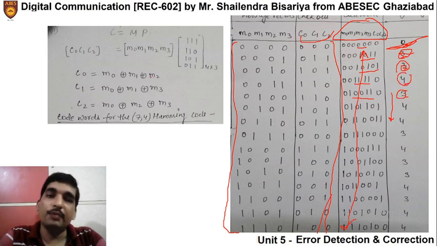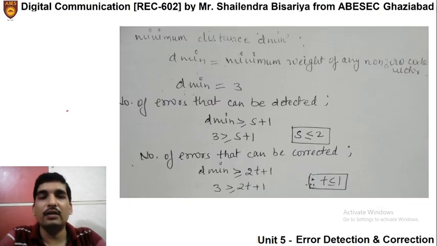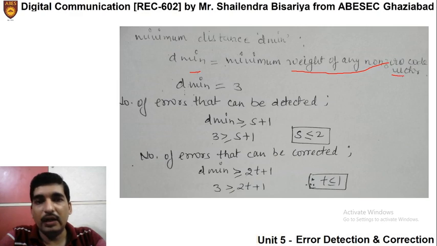So that means minimum Hamming distance, D minimum. What is the value of D minimum then? We have said that D minimum is the minimum possible weight, which is 3, right? So we said that D minimum is the minimum weight of any non-zero code vector. So D minimum is nothing but equal to 3.